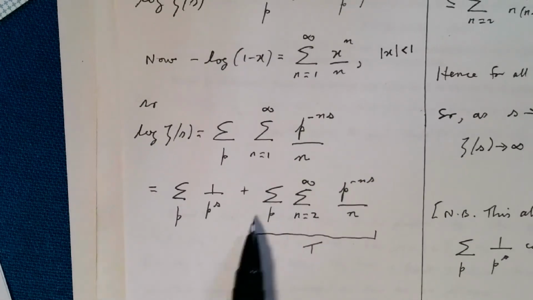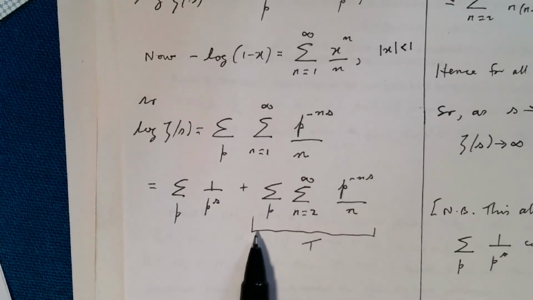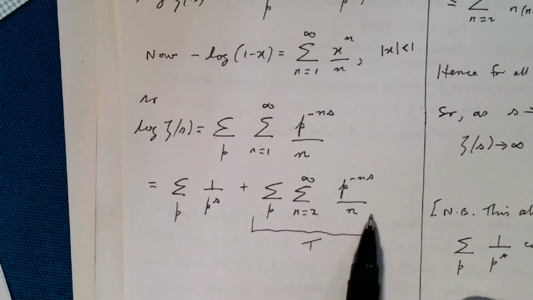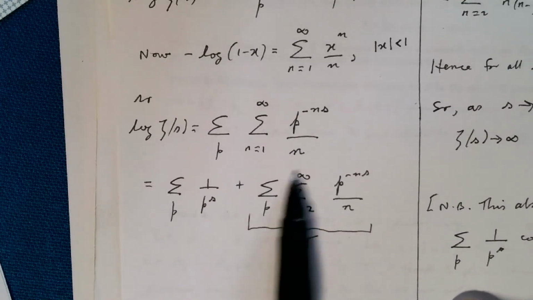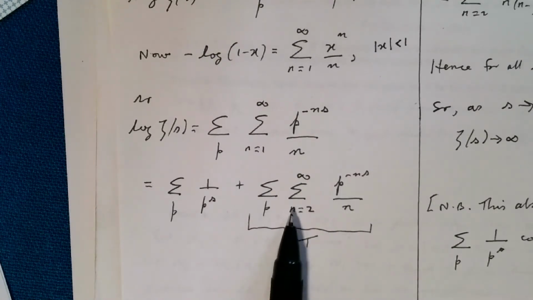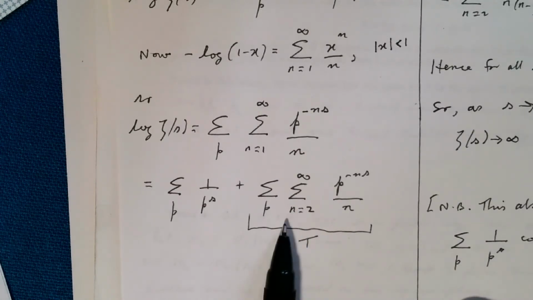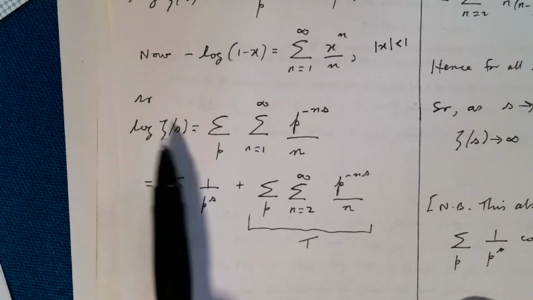Now the name of the game is to show that this quantity here is very small, it's bounded. In fact, it's quite tiny. This is the sum over the primes, n equals 2 to infinity of this, and I'm going to call this expression capital T. So we're going to show that this is very small, and that takes a little bit of work. And then to finish off the argument, what we're going to do is let s go to 1, and then because zeta of s diverges as s goes to 1 from above, so does the logarithm.